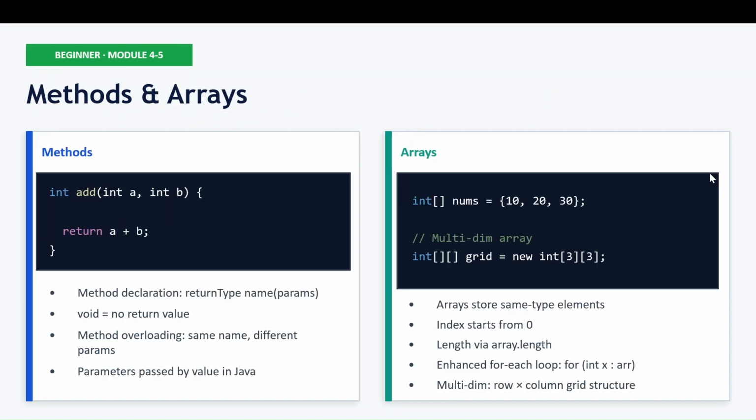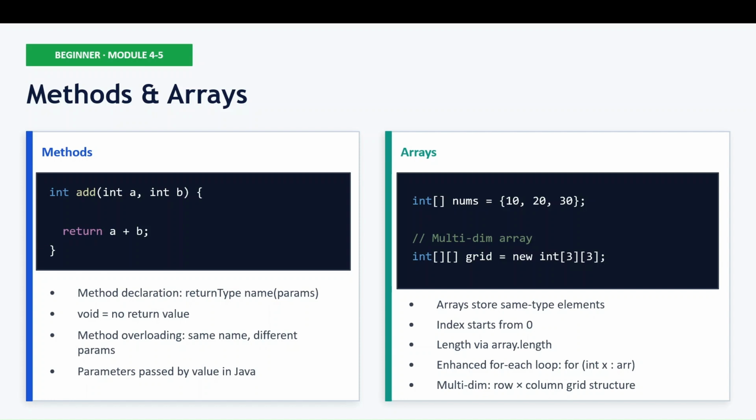Moving on to the next one, which is methods and arrays. Basically, two things are there on the slide. Both of them are absolutely everywhere in Java code, right? So methods and arrays are very important when you write anything inside the programming.